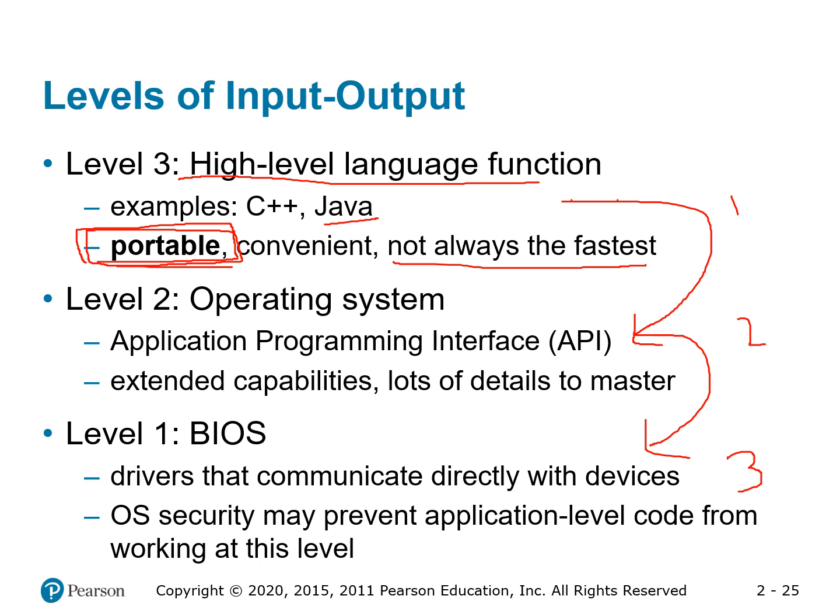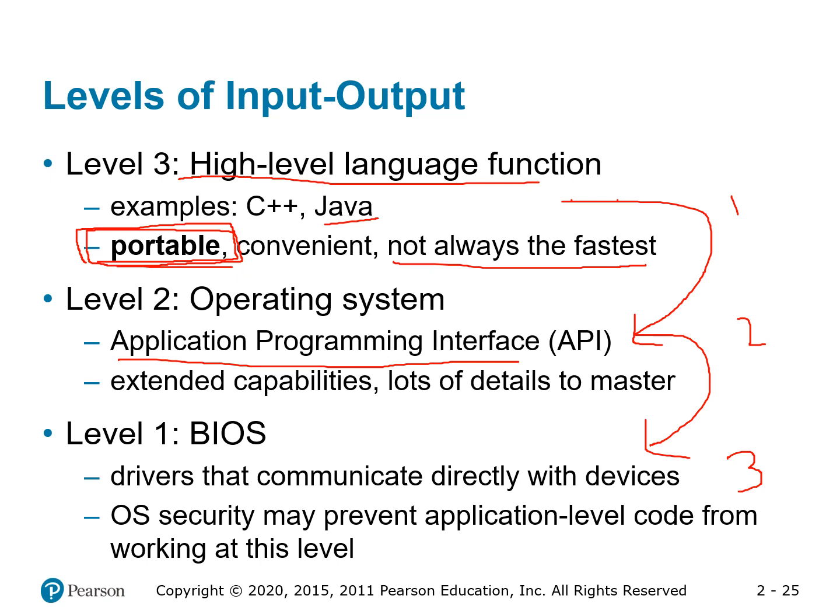Now what we call level 2, programmers can call operating system functions from this application programming interface, the API library. And through that API library, then they can access, let's say, system functions or hardware.